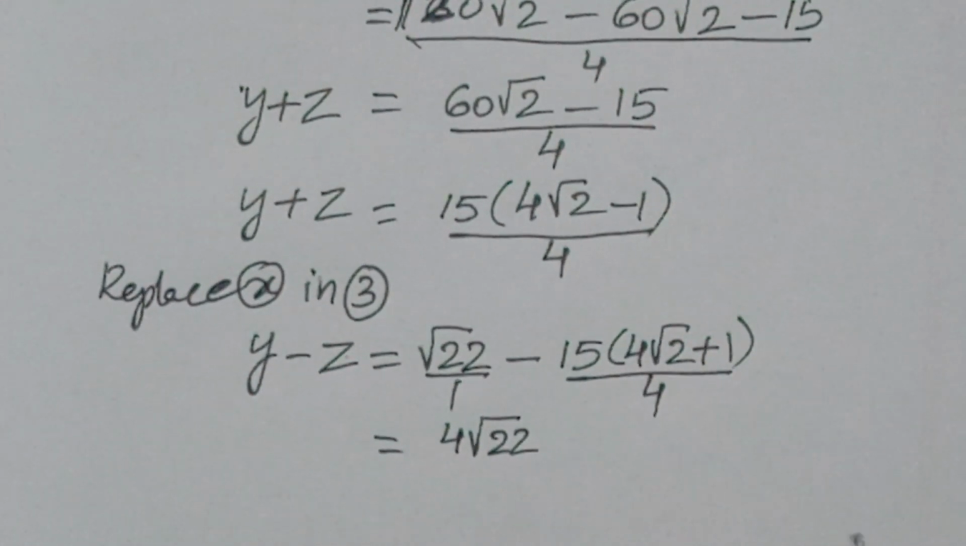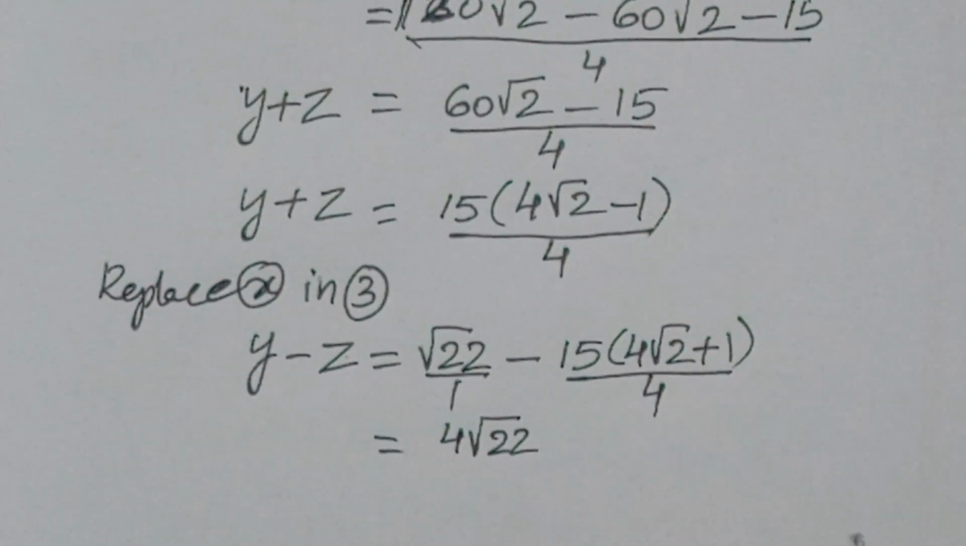So how to solve this problem? First of all, adding 1 and 2. By adding 1 and 2, you can eliminate y and z values, you will get x value. So x plus y plus z plus x minus y minus z is equal to 30 root 2 plus 15 by 2. Here y and z cancel, 2x is equal to 60 root 2 plus 15 by 2.